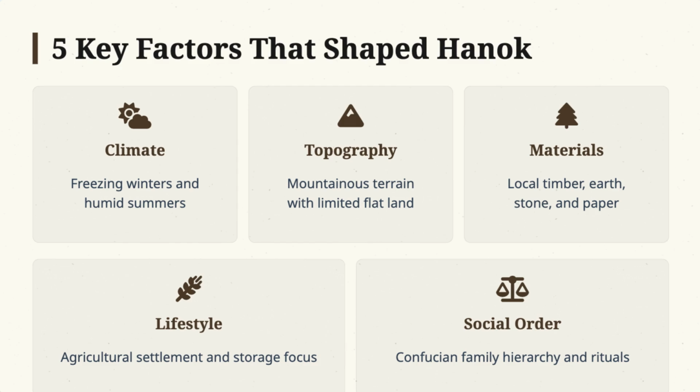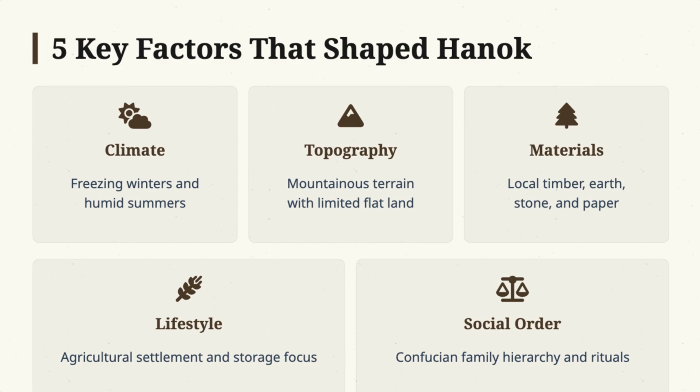The third was materials. Because wood, earth, stone, and paper were the main materials, elements such as columns, beams, roof eaves, and stone foundations became especially important. The fourth was lifestyle. People needed spaces for farming, storing grain, receiving guests, and holding ancestral rituals.